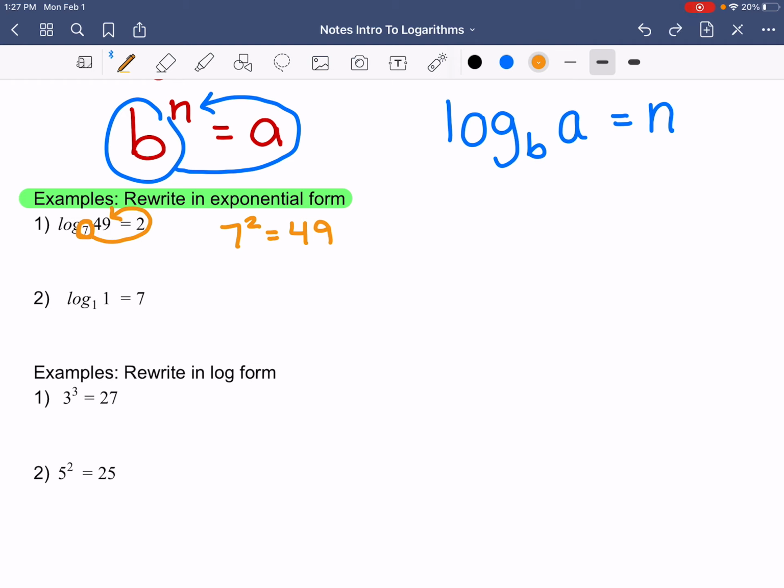Let's try it again. Log base 1 of 1 equals 7. We start with our log base. 1 to the power of 7 equals 1, because it's equal to whatever you're pointing at, which both of those are true. 7 squared is 49.